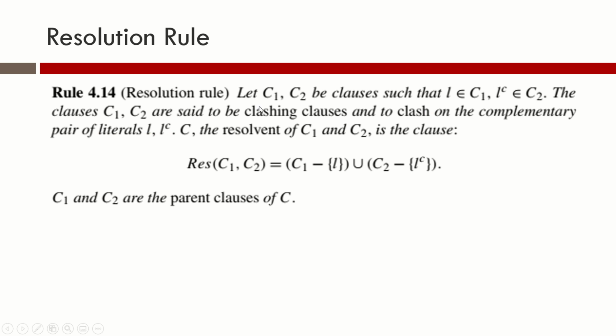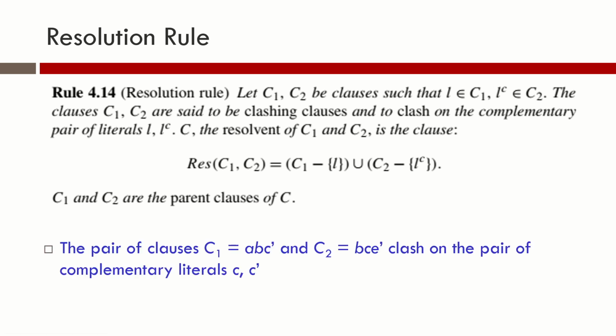So we can apply the resolution rule. C, which is the resolvent of C1 and C2, will be the following clause. When the resolution rule is applied to C1 and C2, from C1 you take off L, and from C2 you take off L complement, and you perform the union of the resultant clauses. So you have C1 minus set L union C2 minus set L complement, where C1 and C2 are the parent clauses of C. This is the resolution rule.